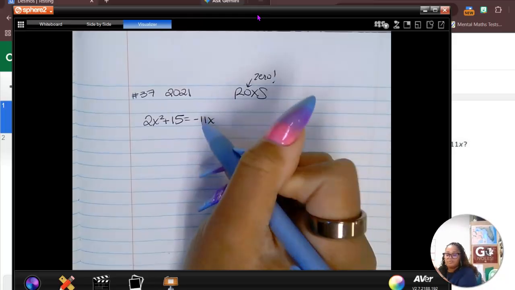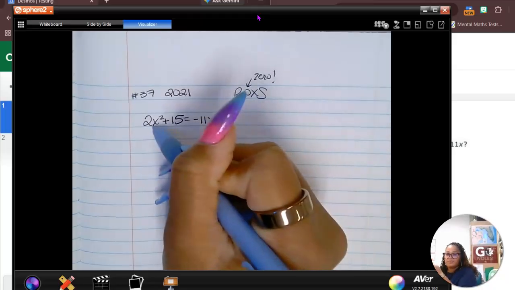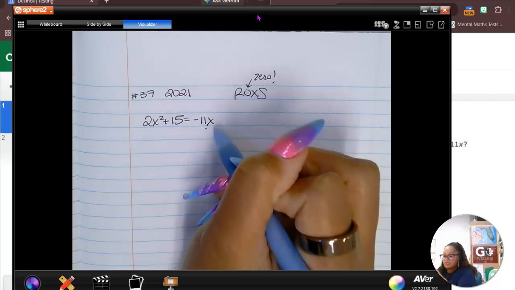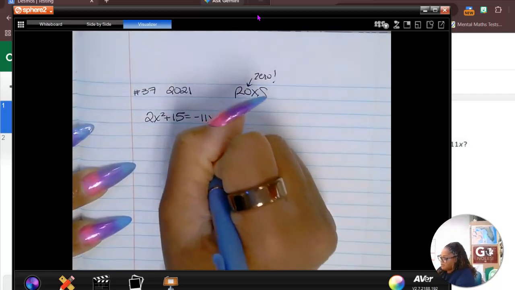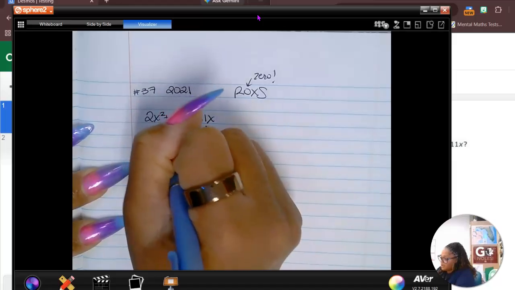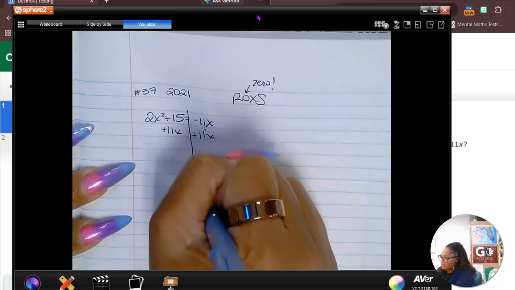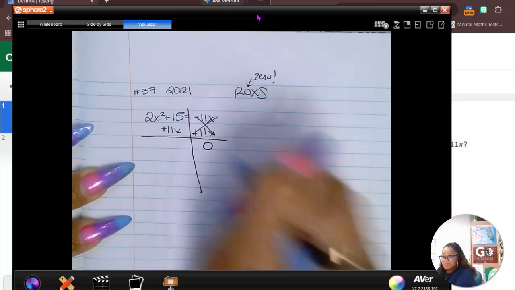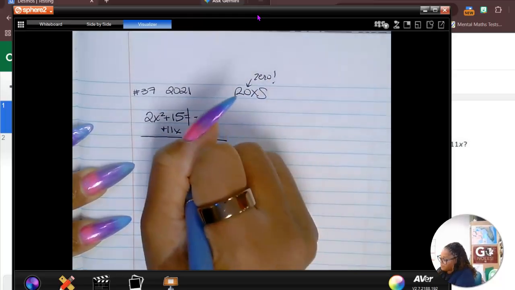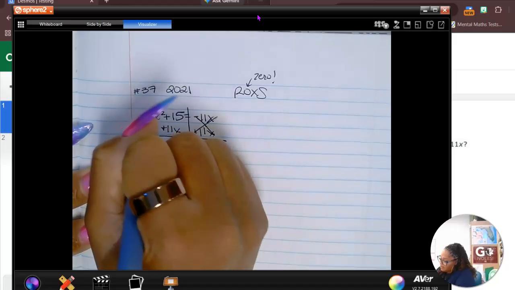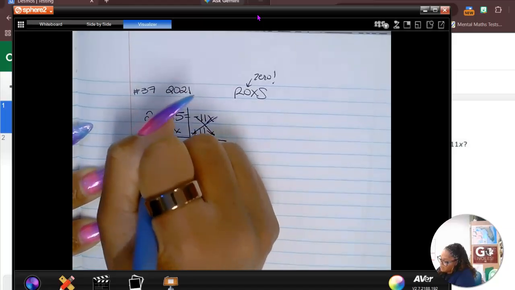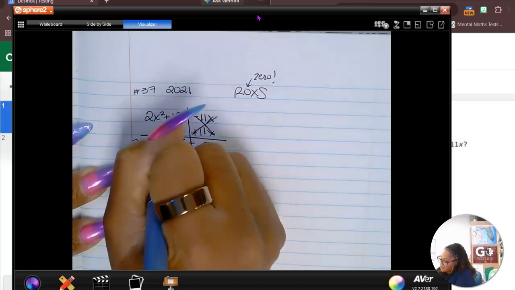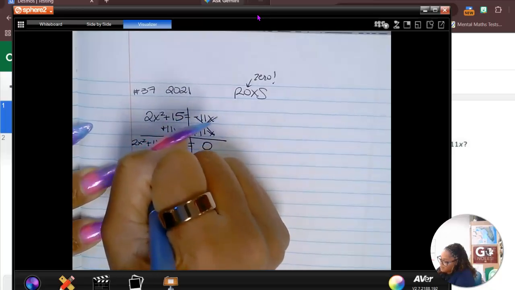I am creating the number 0 by getting rid of this 11x, because creating it over here would be getting rid of too many things. So let's make this positive 11x on both sides of the equal sign. I draw a line through my equal sign to distinguish the two. These go away, and I now have my 0 that I'm looking for. Then I come over here and rewrite 2x squared plus 11x plus 15. Then this goes into Desmos to find the zeros.